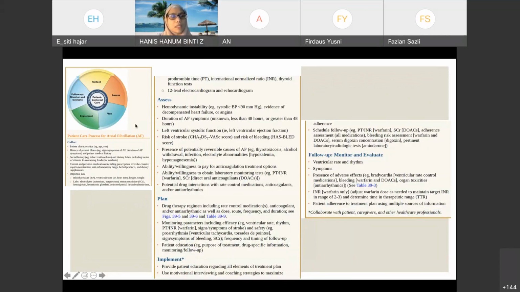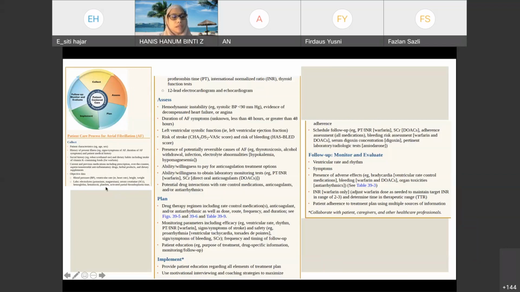When a patient comes in for AF, these are the 5 steps that you need to do. First of all, you want to collect the information like what we've talked about previously. You want to know the patient characteristics, other presenting illness, social history, and whatever medication they're taking. Of course, you want to collect objective parameters like blood pressure, heart rate, height, and weight, because you want to see whether the patient is obese or not.